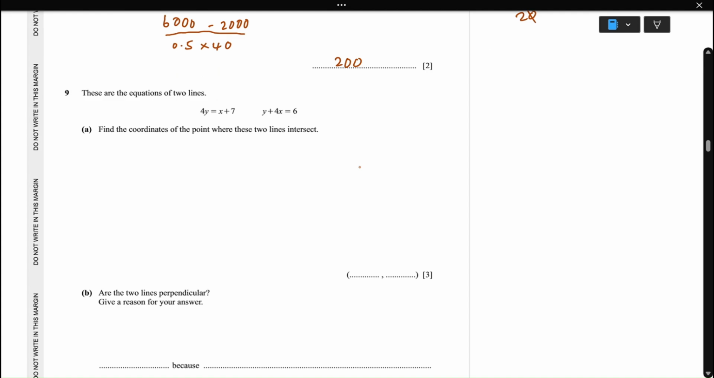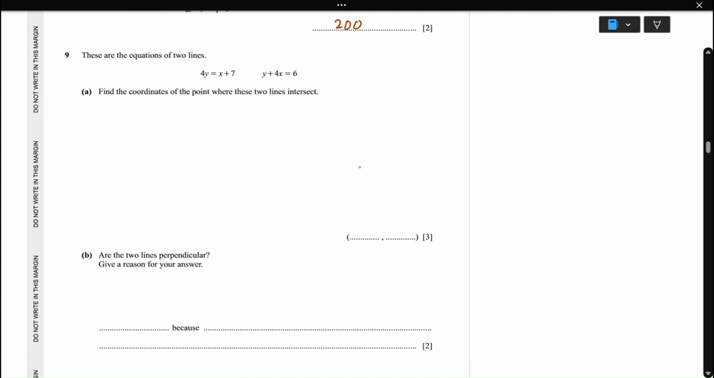And next, these are two equations of two lines. Find the coordinates of the point where these two lines intersect. So we just need to solve both the equations. Okay, so first equation I'll make x the subject. So 4y minus 7 equal to x. I'll bring this 7 to the other side.